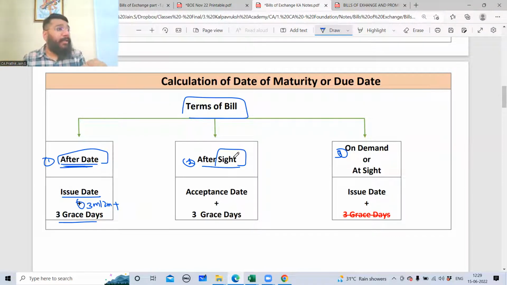If that is the term and condition, in that case, whatever is the acceptance date, with that you will add 3 months or 2 months and add 3 grace days. If it is after sight.